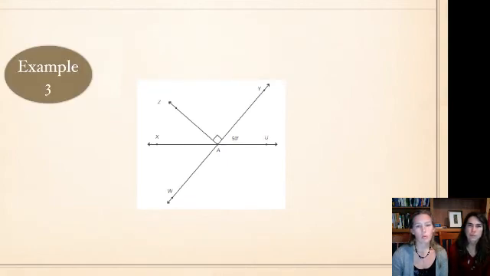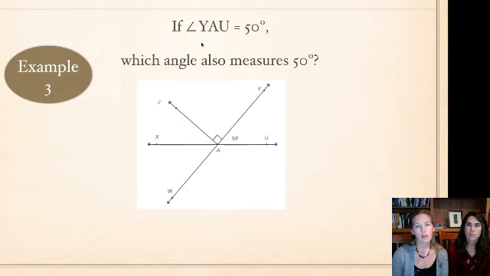And example 3, if angle YAU is equal to 50 degrees, then which angle also measures 50 degrees? So first you need to find YAU. So find the YAU, and we have it labeled here 50. So if this angle is 50 degrees, what other angle must also be 50 degrees? And we talked about one of our vocab words was talking about how they're different. Certain ones are equal. So look back if you don't remember.